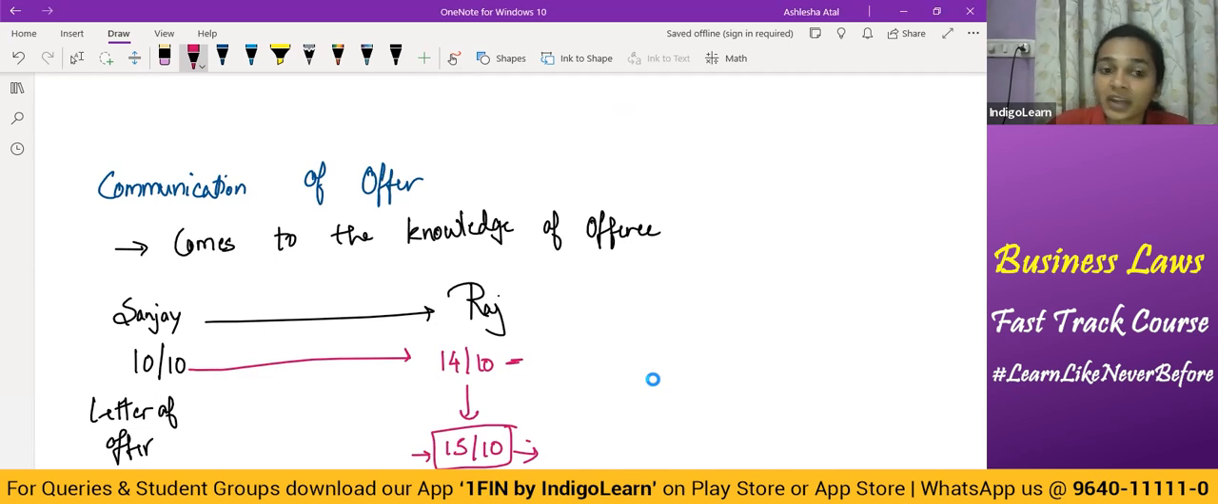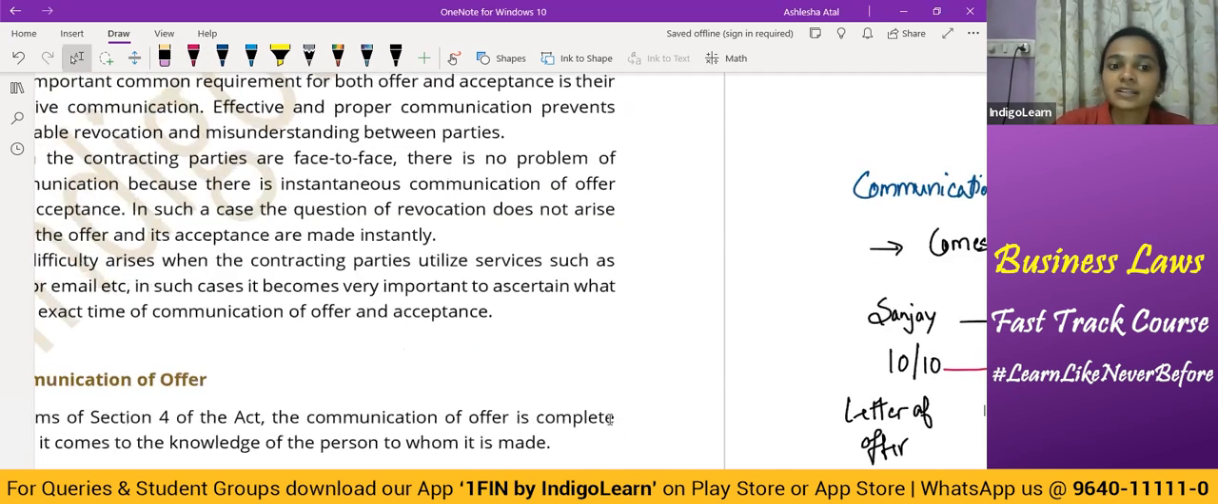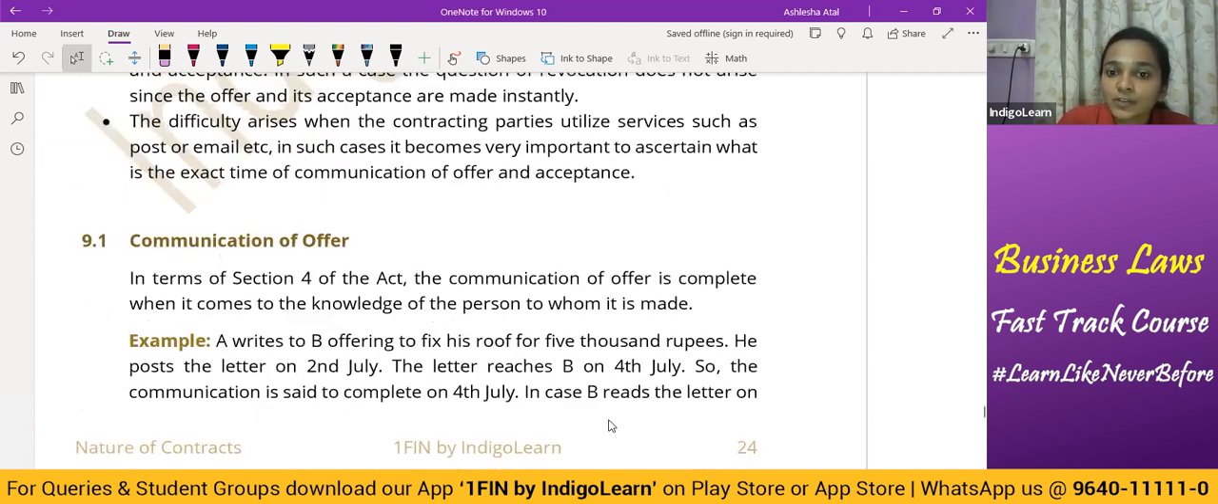Clear? So when is the communication of offer complete? Communication of offer is complete when it comes to the knowledge of the person to whom it is made. That is when it comes to the knowledge of the offeree. When the offer comes to the knowledge of the offeree, the communication of offer is complete. Is this clear? Are you all clear with this point? Yes, ma'am.